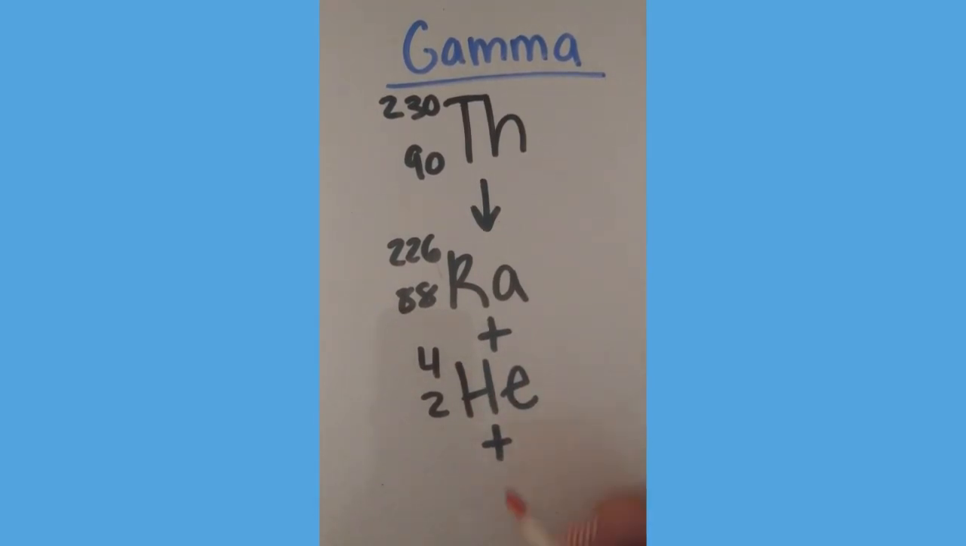So the gamma rays, or the high-energy photons that have no mass, are ejected from the nucleus, causing the nucleus to decrease in energy level.